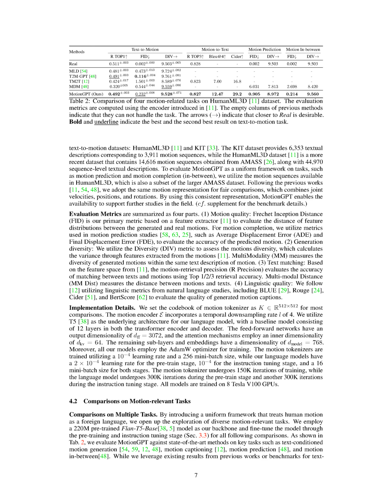We used the AdamW optimizer to train our models. We trained our motion tokenizers with a learning rate of 10⁻⁴ and a mini-batch size of 256, while our language models have a learning rate of 2 × 10⁻⁴ for pre-training and 10⁻⁴ for instruction tuning, with a mini-batch size of 16 for both stages. The motion tokenizer was trained over 150,000 iterations, and the language model underwent 300,000 iterations during pre-training and another 300,000 during instruction tuning. All our models were trained on 8 Tesla V100 GPUs.